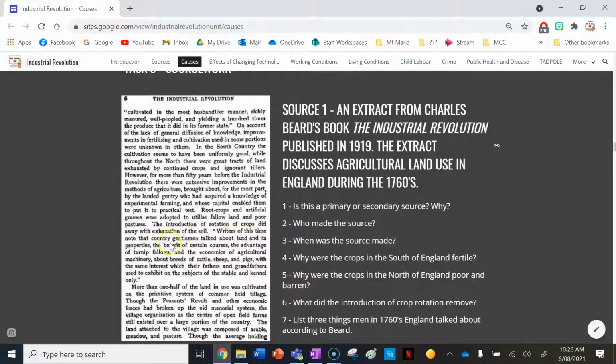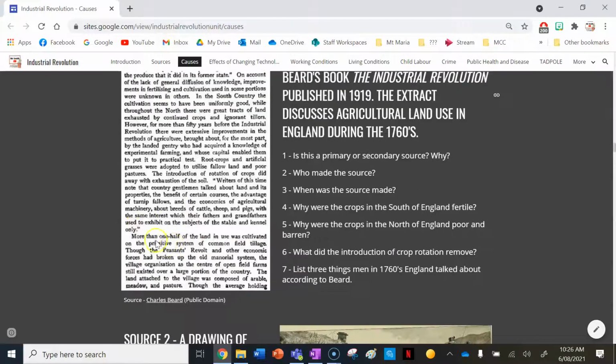Writers of this time note that the country gentleman talked about land and its properties, the benefit of certain courses, the advantage of turnip fallows, and the economies of agricultural machinery, about breeds of cattle, sheep, and pigs with the same interest with which their fathers and grandfathers used to exhibit on their subjects to the stable and kennel only. So they only talked about horses and dogs, but now they're talking about breeding cattle, sheep, and pigs for certain benefits.